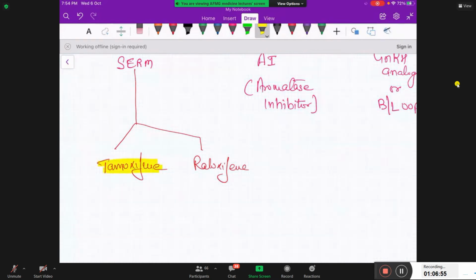What are you saying? It leads to carcinoma endometrium. It is a therapy for breast cancer. We are talking about management of carcinoma breast, and you are saying tamoxifen is the etiology for carcinoma breast. It is the other way around. You are getting confused. Tamoxifen or raloxifene.